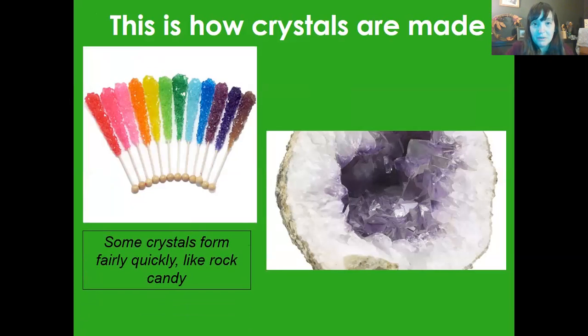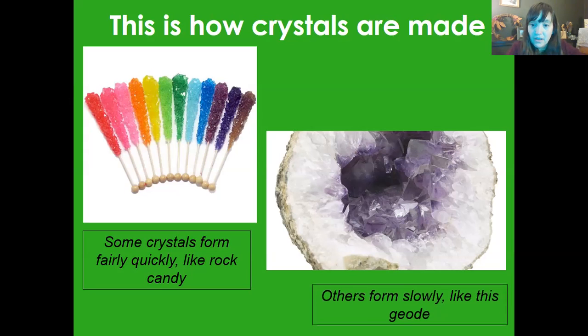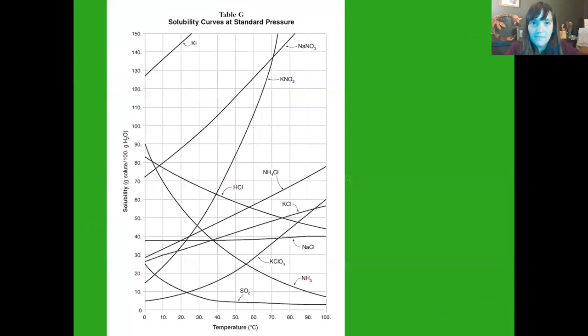You can form a crystal very quickly, like rock candy forms pretty quickly in this way, where you boil a solution with a ton of sugar, and some are made a little more slowly, like a geode. So how do we do it? How do we get a solution to hold more solute than it normally can? Say we've got potassium nitrate at room temperature. So it's holding about this much solute. We'll say it's got 28 grams.